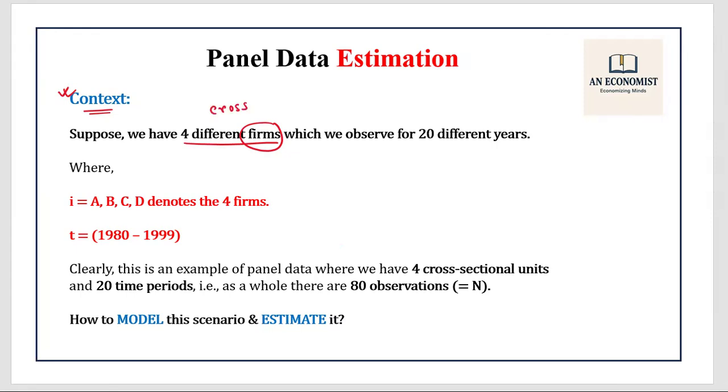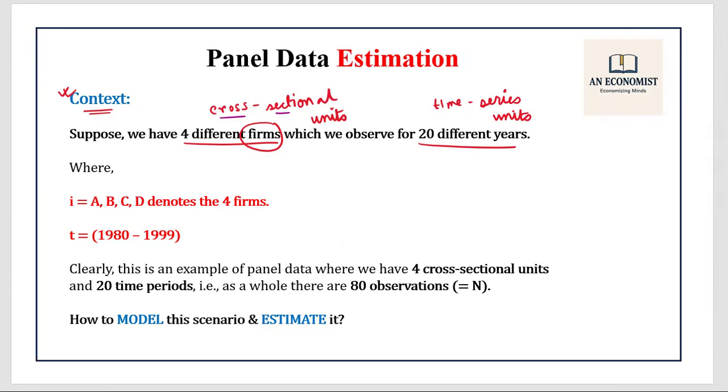Let me write it down. They are basically the cross-sectional units that you will have. And now you will observe the production of four different firms. You will observe it for 20 different years. So this 20 will be the number of time series units. And if you remember, we have discussed that panel data is basically a combination of time series and cross-sectional data.